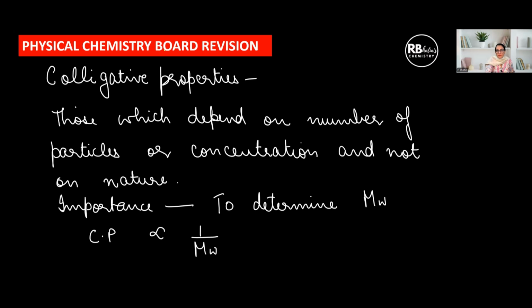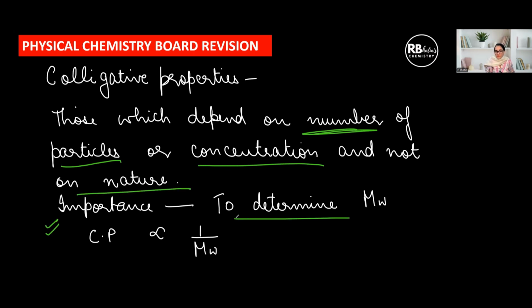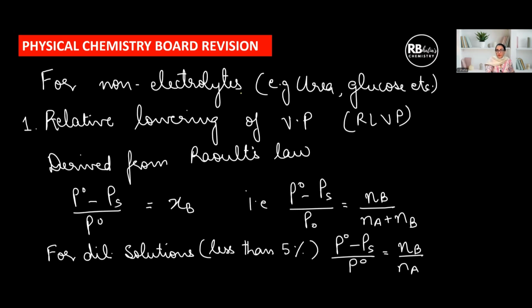Colligative properties, those which depend on number of particles or concentration, okay, and not on nature. What is the importance of studying the colligative properties? To determine molecular weight, and each colligative property is inversely proportional to molecular weight. This is one point you have to keep in mind. For non-electrolytes like urea, glucose, non-electrolytes means which are not going to undergo any change in solution, neither associate nor dissociate. The first colligative property is relative lowering of vapor pressure, derived from Raoult's law.